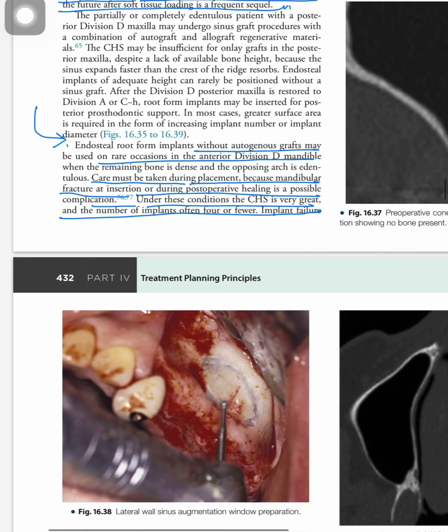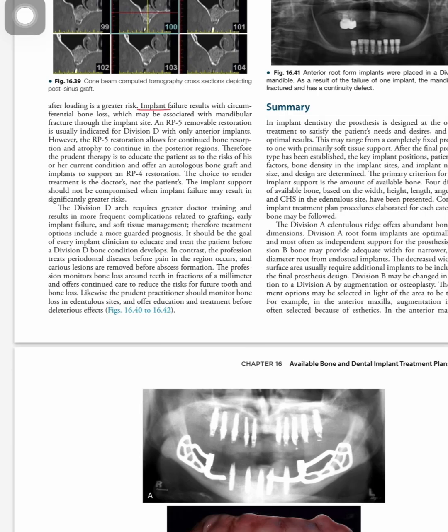Okay, so there's one scenario when you can place endosteal root form implants without autogenous graft. When the remaining bone is dense and the opposing arch is edentulous. Care must be taken during placement because mandibular fracture at insertion or during post-operative healing is a possible complication. So implant failure results with circumferential bone loss, which may be associated with mandibular fracture through the implant site.